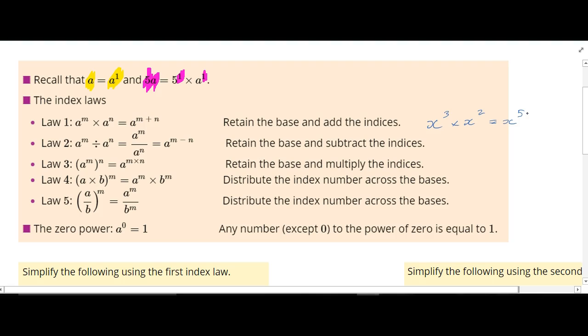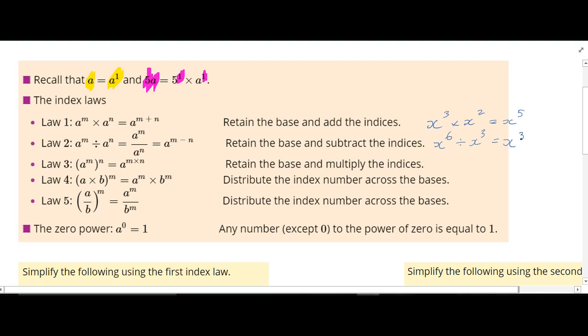Law 2 states that when we're dividing index numbers of the same base, the powers take away. So if I had x to the power of 6 divided by x to the power of 3, we retain the base and we take away the power. So 6 minus 3 is 3.